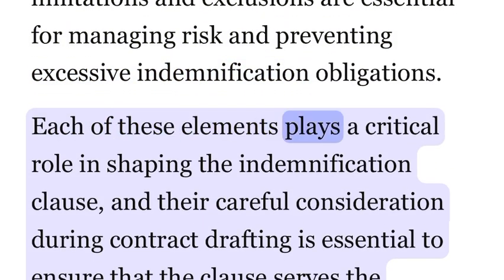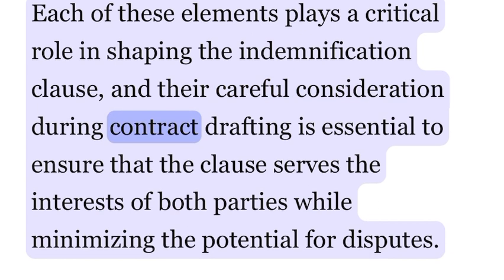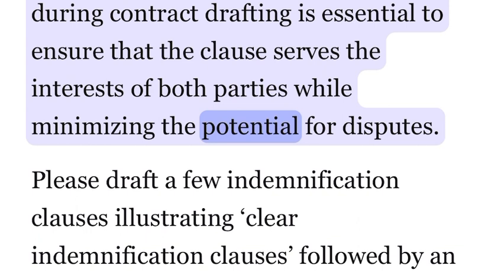Each of these elements plays a critical role in shaping the indemnification clause, and their careful consideration during contract drafting is essential to ensure that the clause serves the interests of both parties while minimizing the potential for disputes.